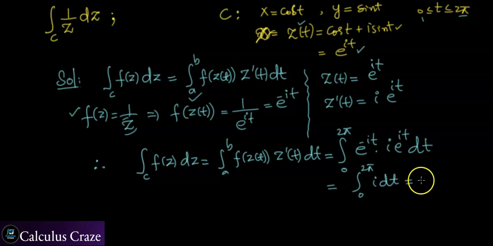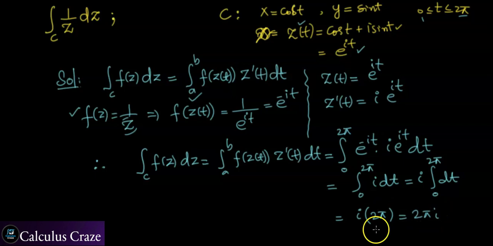So when you integrate this, iota is a constant, you can snatch it outside, integral from 0 to 2 pi of dt, and this is just your single variable calculus integral. So iota times 2 pi, so it is 2 pi i. This is the answer to this complex integral.